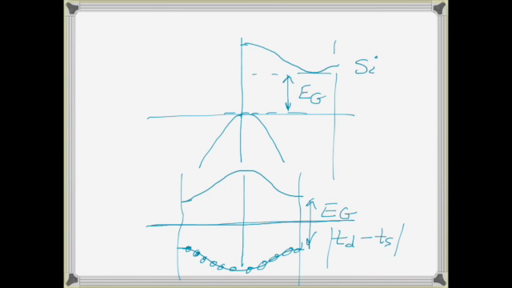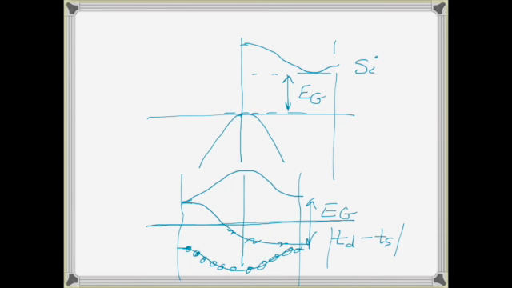If it was a metal at zero temperature... well, a metal is weird. In a metal, you're going to have bands that just cross the Fermi level like this, so everything underneath the Fermi level is full and everything above is empty. Okay.